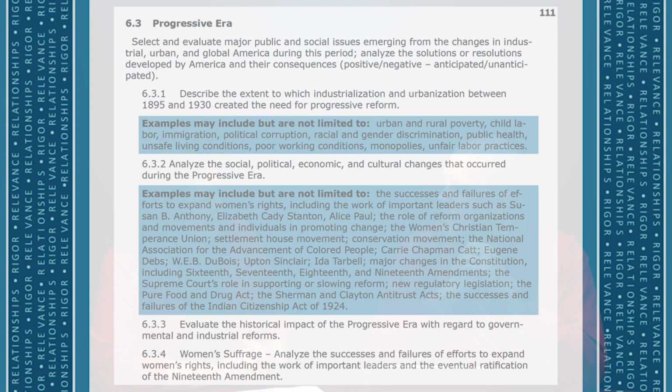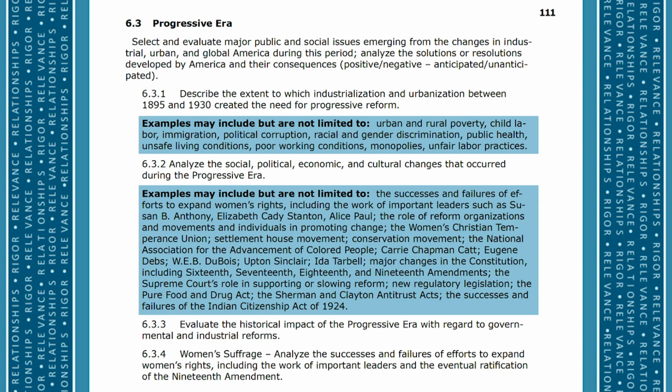The second content expectation takes what we call a SPICE approach. It's more inclusive. We want students to be able to think about the social, the political, the economic, and the cultural changes that occurred during this time period. What did industrialization and urbanization lead to? Not just from a problem standpoint, but what were some of the changes? What were some of the measures of progress that occurred during that time period as well?